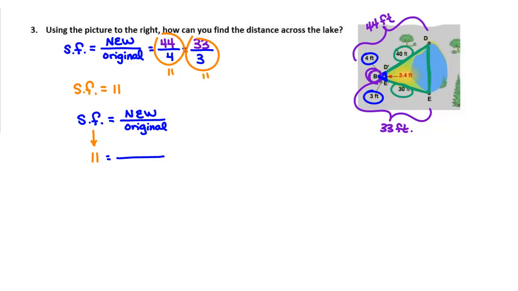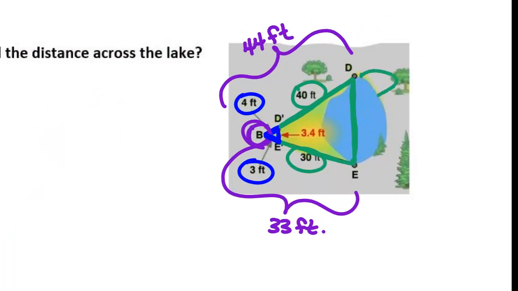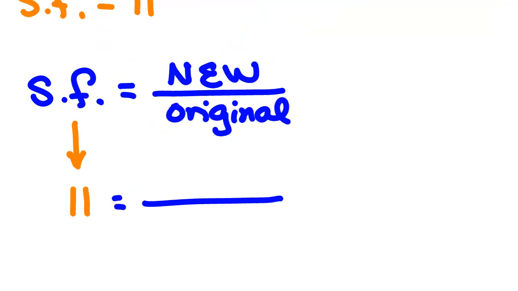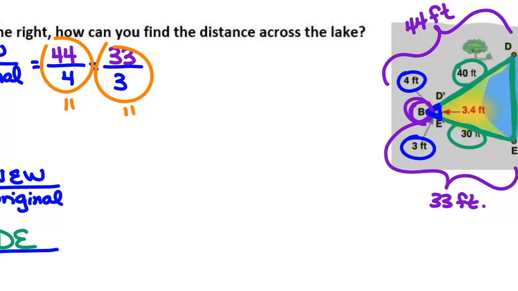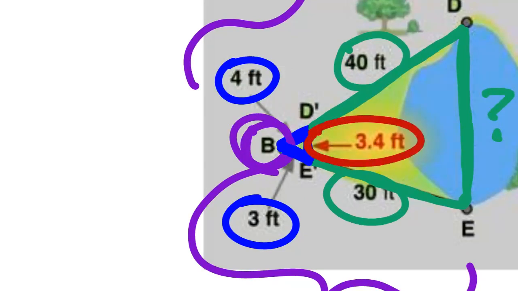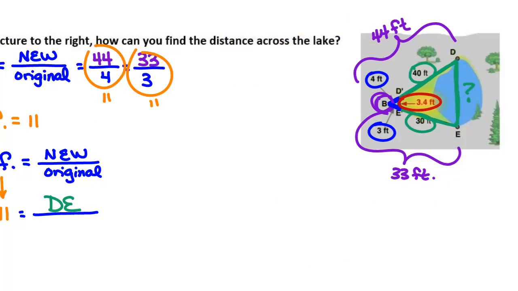Big triangle is my new triangle. Do we know how big that big third side is? No, that's what we're looking for. We do know the smaller side. So since I don't know across the lake, I'm just going to call it DE. And how big is the corresponding side on the small triangle? 3.4 feet. So I can put that in my denominator.